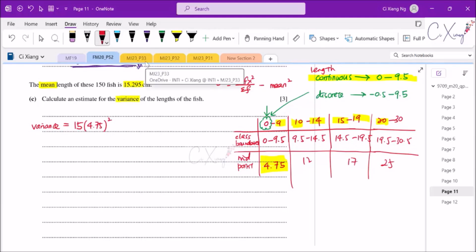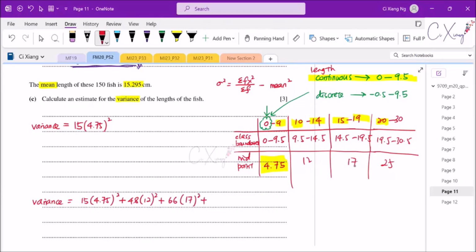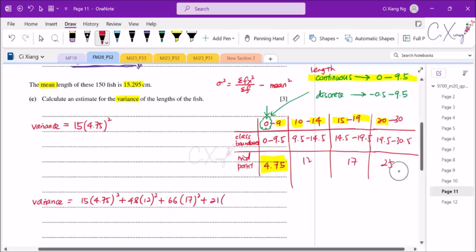Then what is the second value? Maybe I write here, it's easier, it's more spacious. So 15 multiply with x and then square. For the second class, the frequency is 48, and the midpoint is 12. This is the x, and then you need to square it. Then the third class, frequency is 66, midpoint is 17, which is the x, and you need to square it also. Lastly, frequency is 21 and the midpoint is 25, which is the x, and you need to square it.